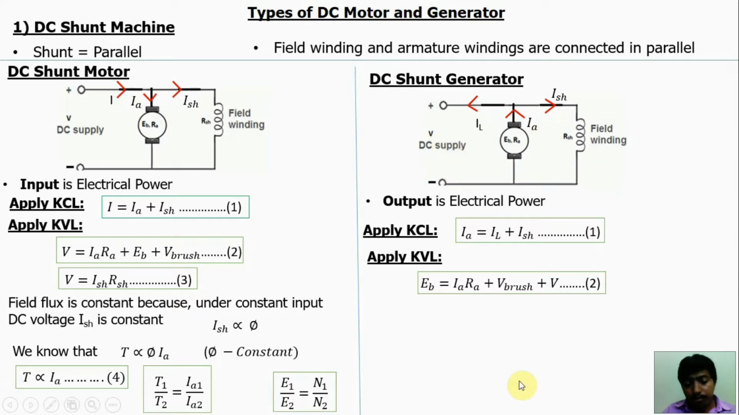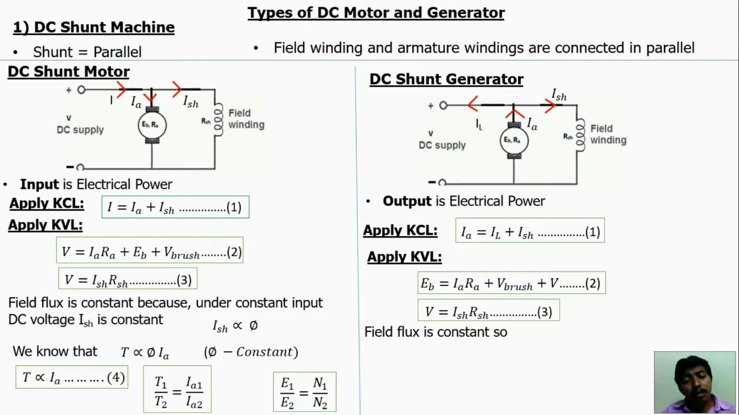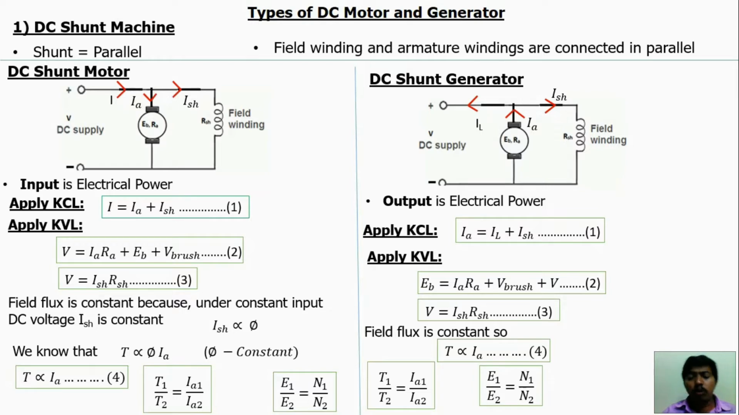We can apply the voltage law for this outer loop also. So V is equal to ISh RSh. Same parameter here, field flux is constant because ISh is constant. So T is directly proportional to IA. So T1 by T2 is equal to IA1 by IA2. Similarly, E1 by E2 is equal to N1 by N2. This is the concept for the DC shunt machine.